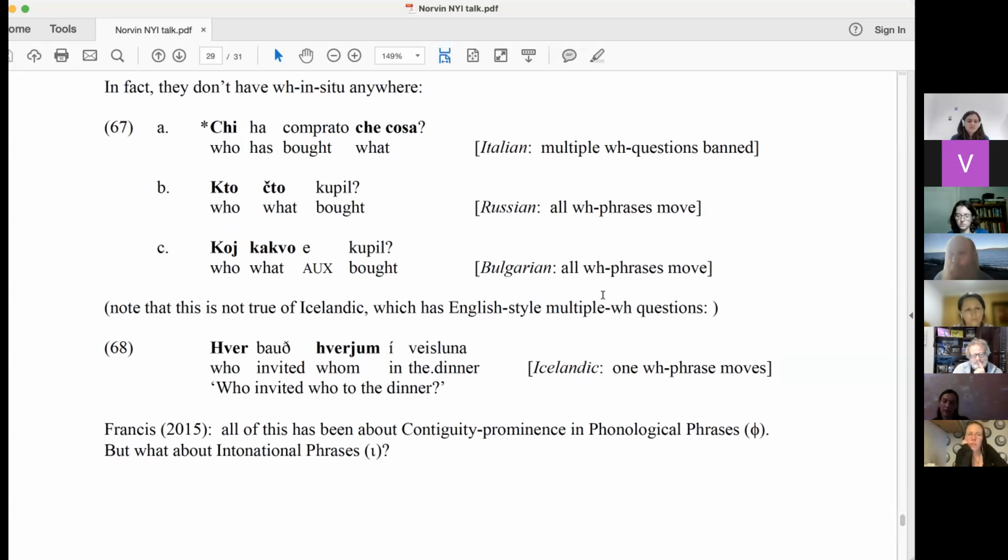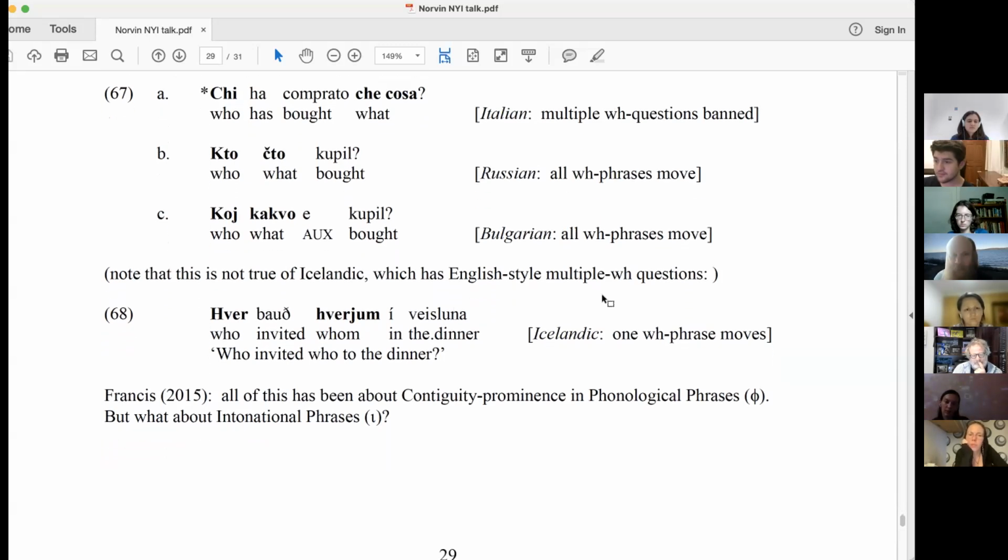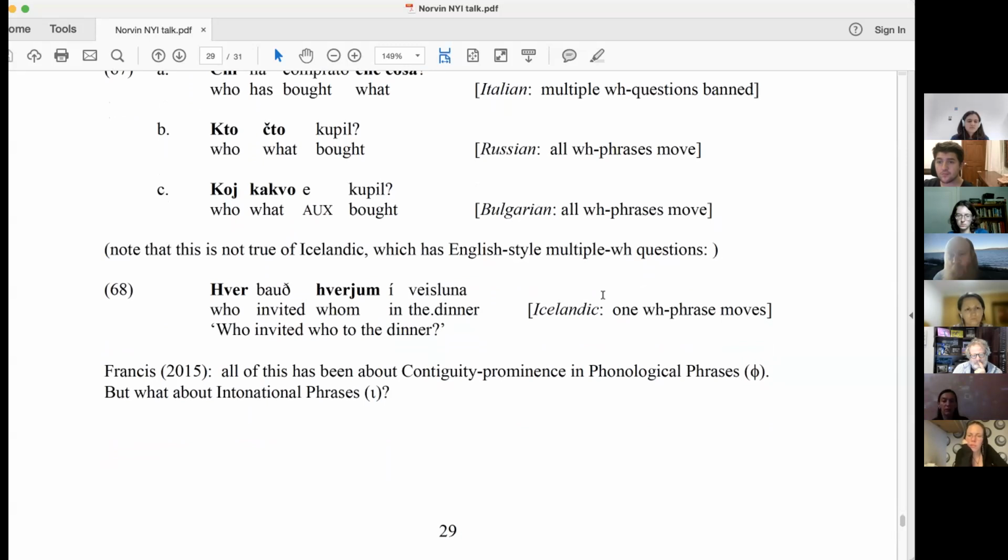And then Russian and Bulgarian, of course, move all of their WH phrases. This is not true of Icelandic. One of our students, Naomi Francis, had an idea about this for which I would love to find evidence. I don't have any, but her idea goes like this.